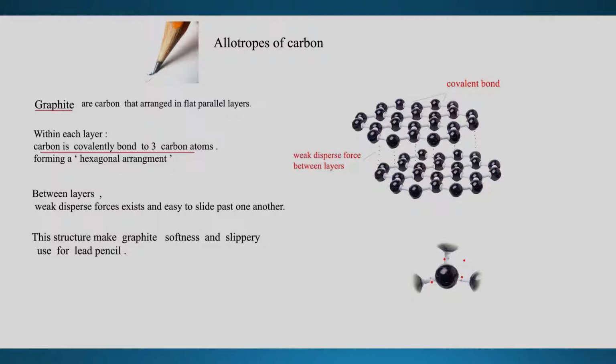That is why we use it for pencil lead. Pencil lead is made of graphite. The graphite layers can easily scratch off and deposit onto the sheet of paper. That is how the structure relates to its properties, so you can compare graphite with diamond.